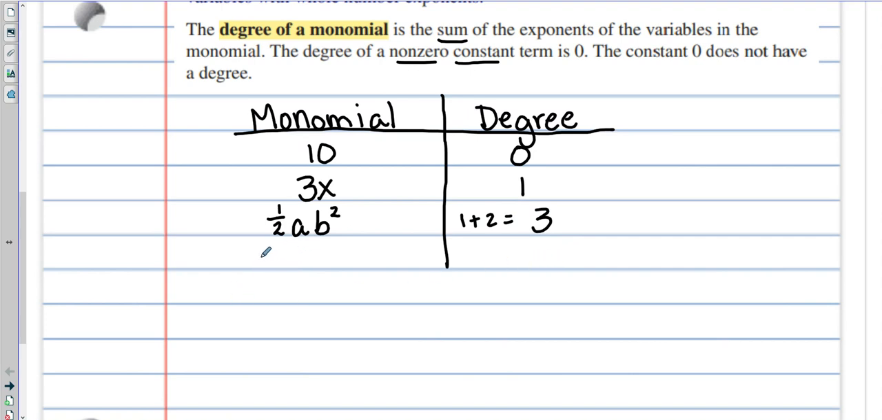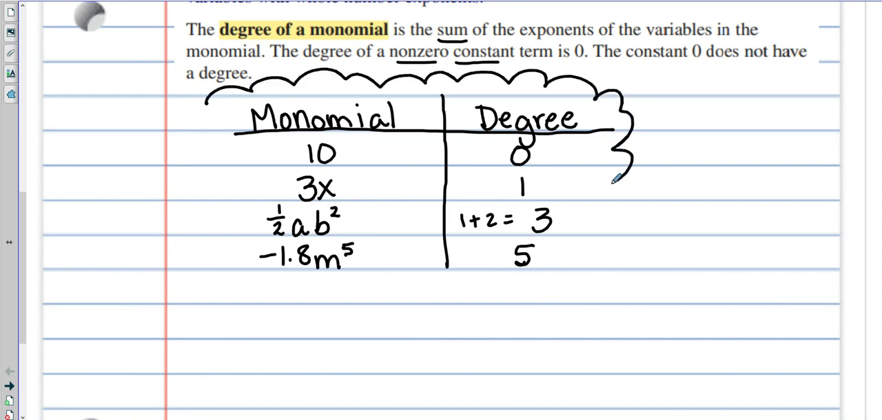Let's look at another example. Let's say we have negative 1.8 m to the 5th power. Well, our degree here is 5 because our exponent is 5 right here. Okay, so this is a little table of how to find the degrees of the monomials.